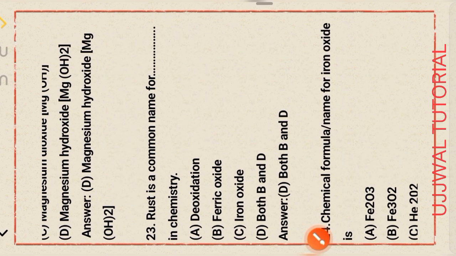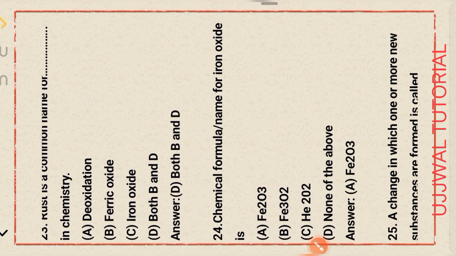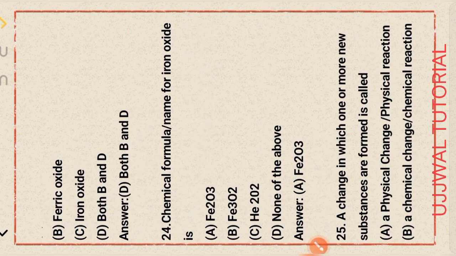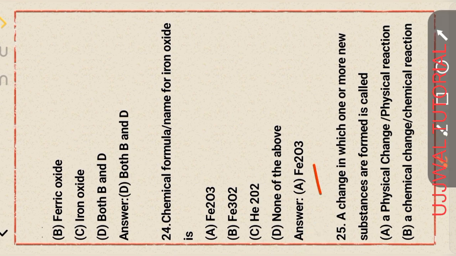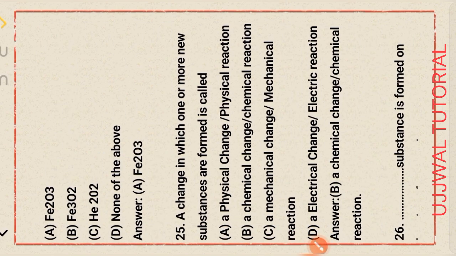Next question, question number 23. Rust is a common name of both B and D. B means that is the ferric oxide. Okay, clear? That is the ferric oxide. Next question, question number 24. Chemical formula or name for iron oxide, that is Fe2O3. Next question. A change in which one or more new substances are formed is called a chemical change or chemical reaction.